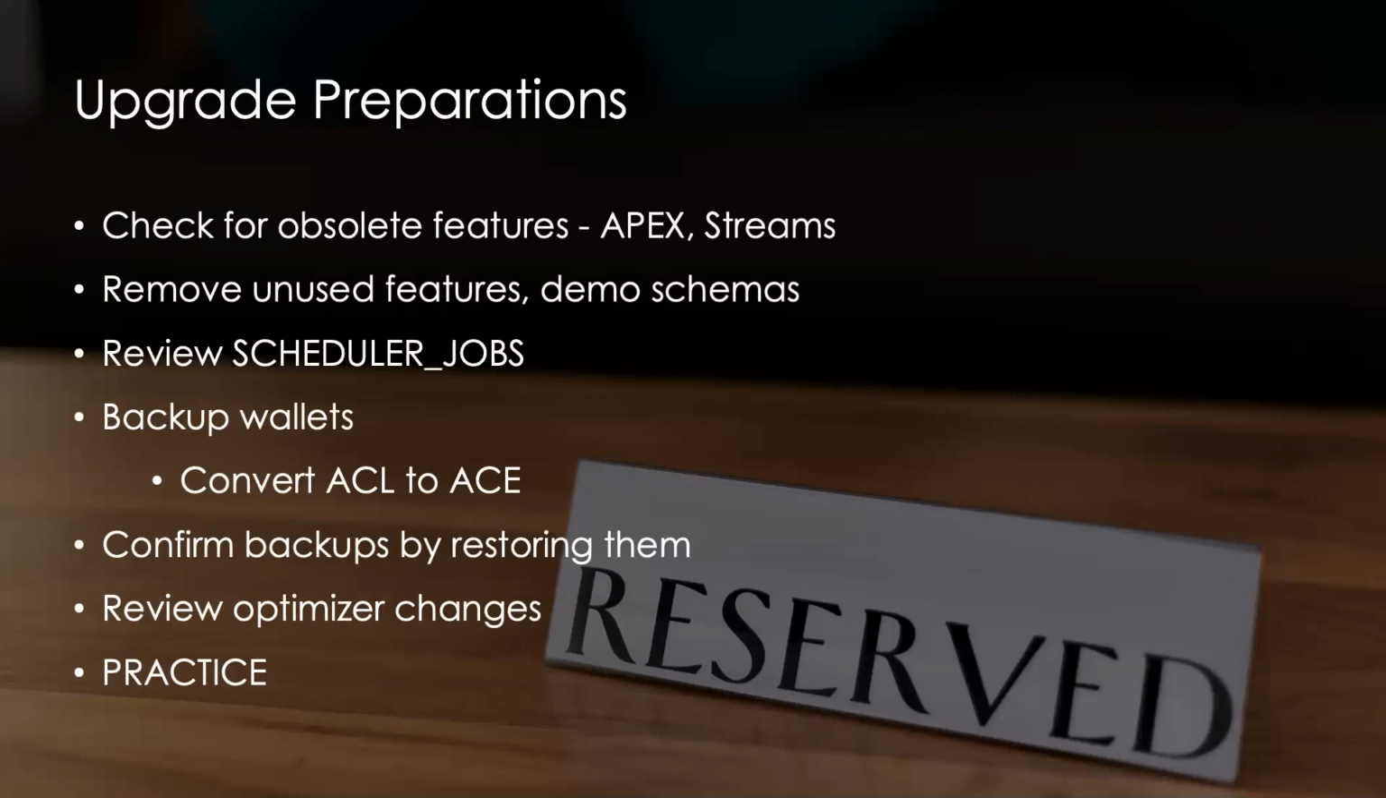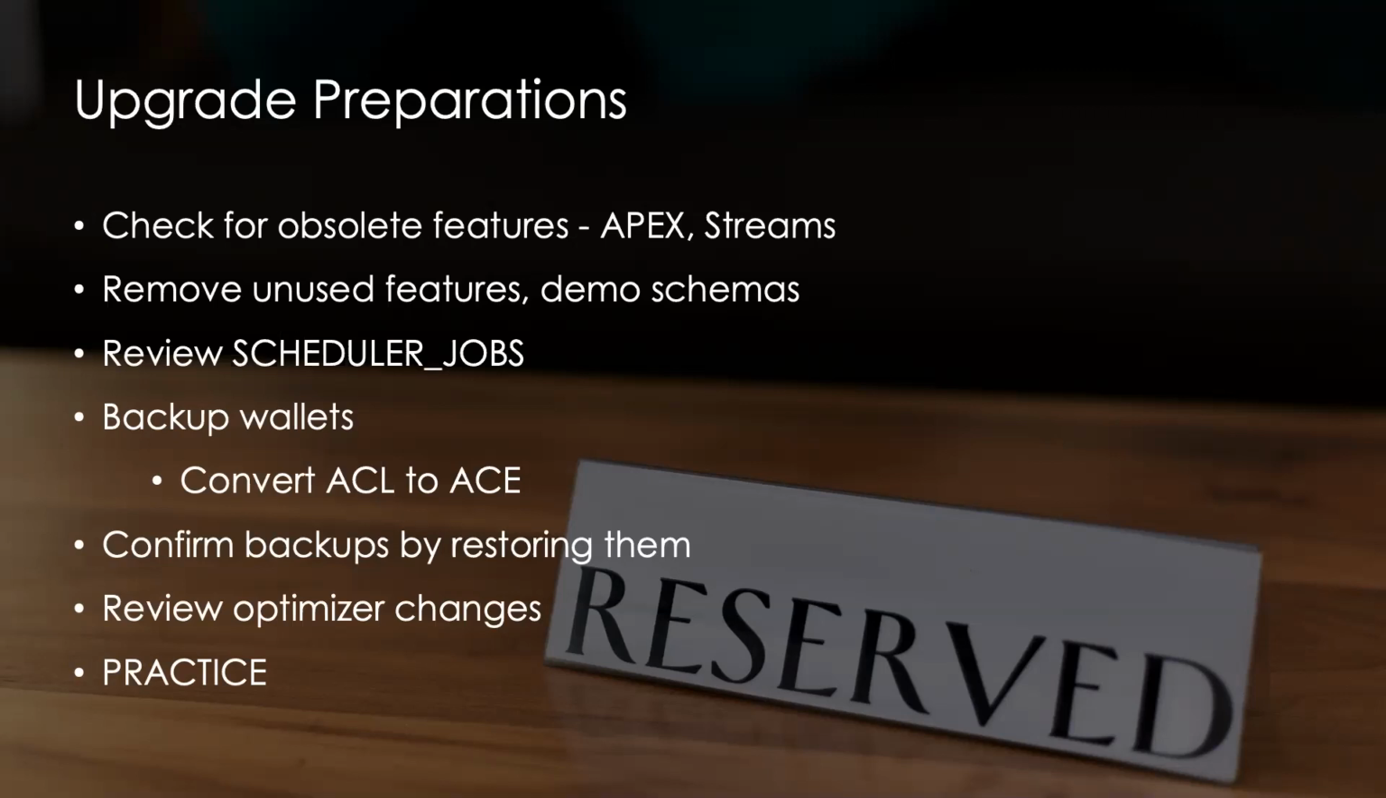So you can run the Database Upgrade Assistant, if you're not familiar, it has a pre-upgrade check that it runs, as well as the AutoUpgrade tools. So go ahead and run them both. There's no harm in it. Check for your obsolete features, Apex and streams. Remove anything that's unused, demo schemas, any unused features. Go in and check your scheduler jobs.